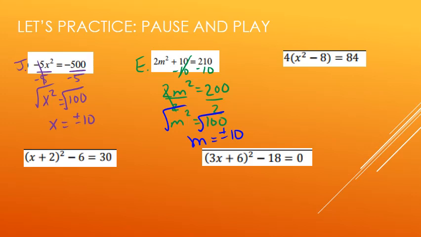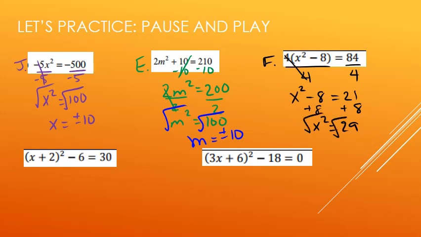Now let's, and this, we'll call this one f. And what we're going to do is divide by 4. So we have x squared minus 8 is equal to 21. Now we're going to add 8 to both sides. So you have x squared equals 29. And we're going to square root both sides. So x is positive and negative.